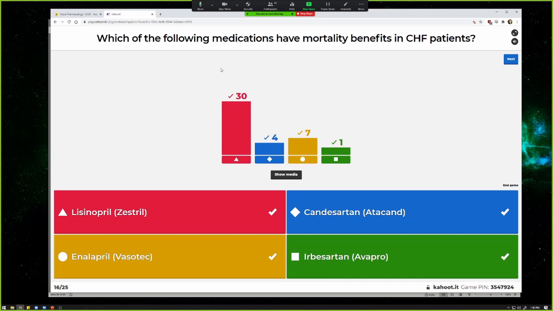It's going to help us with that remodeling of the left ventricle. It's going to slow that down. It's not going to reverse anything, but we'll slow it down and help us out from that standpoint.